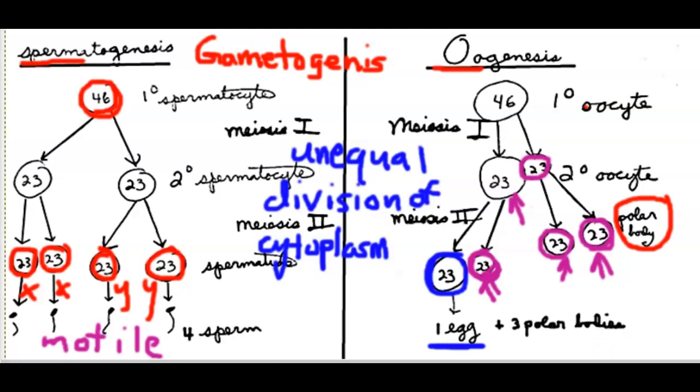Think about seeds. A corn seed. So a corn seed has unequal division of the cytoplasm. A lot of the nutrients are going to go into that seed, because that plant, at first, is going to get all its nutrients from what is inside the seed. Same thing as this. So let's look at some other differences between spermatogenesis and oogenesis.